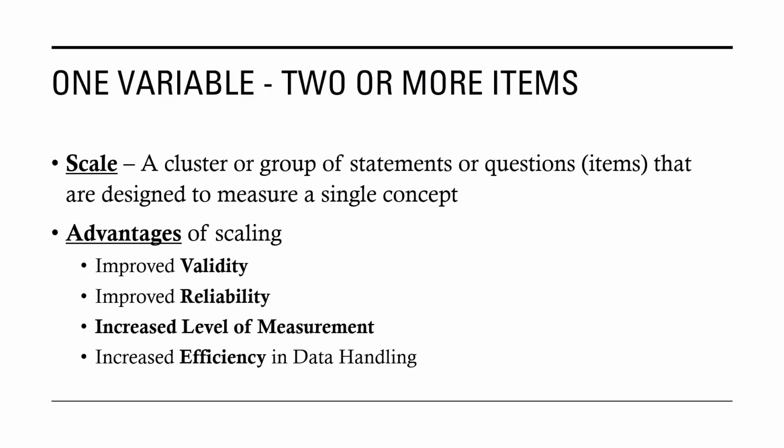Now, in addition to using a single item to assess a single variable on a survey, you could also use two or more items to assess a single variable. These two or more items that are clustered together that measure the same variable are typically referred to as scales. So again, a scale is a cluster or a group of statements or questions that are designed to measure a single concept. Some of the advantages of scaling are that it helps to improve validity, it helps to improve reliability, it increases our level of measurement, and it increases efficiency in data handling.